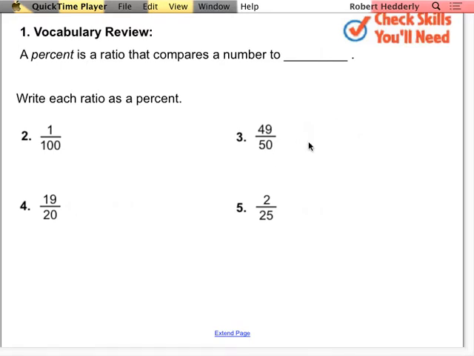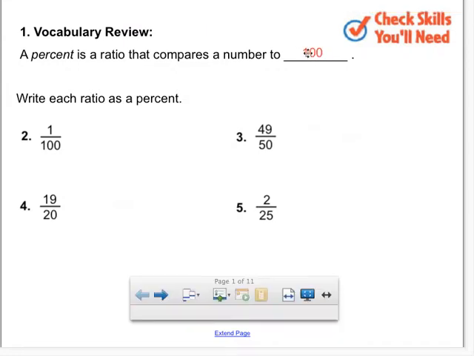Unit 7, Lesson 3. A percent is a ratio that compares a number to 100. Thank you, Caleb. Write each ratio as a percent. So this is review. We covered this already, so we're going to be using this skill today. Who can give me the answer to number 2? Can I get a volunteer for number 2?